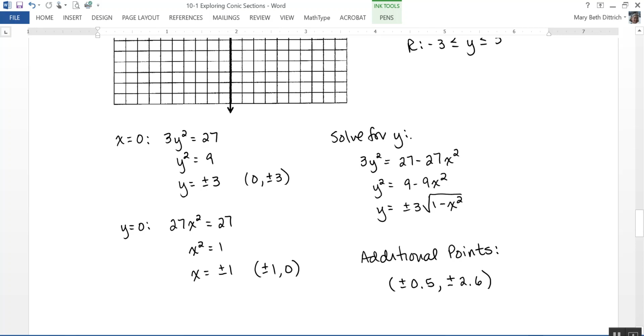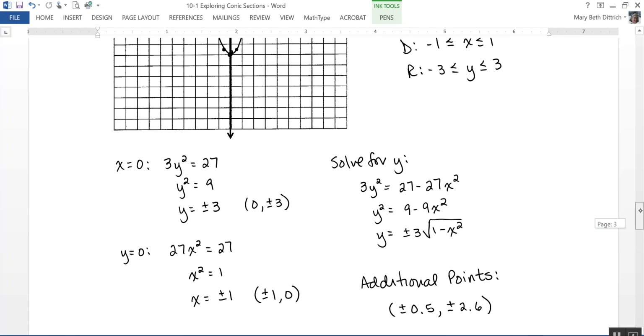Then I decided to solve the equation for y so I could put this into my calculator and see what it looked like. So subtracting 27x squared on both sides, dividing by 3, and notice that I can actually factor a 9 out of here and then bring that outside the square root so that I have y equals plus or minus 3 times the square root of 1 minus x squared. Putting that into my calculator, I could confirm that it was that oval shape, longer than it is wide. And then using my table, I got a couple additional points. So those are the points that I graphed here.